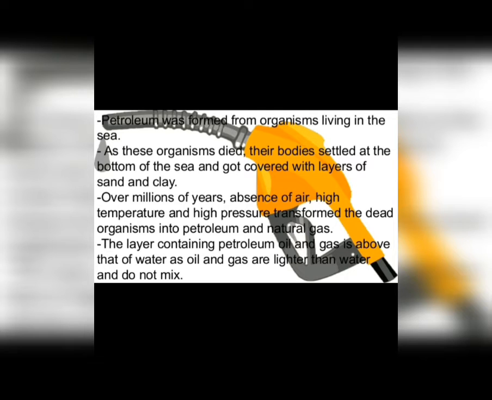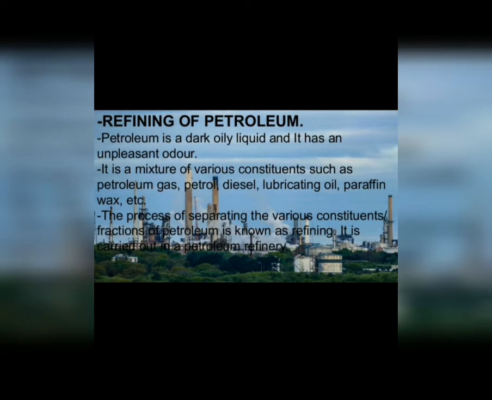And it's not very useful to us as such. So, before petroleum can be used for specific purposes, it has to be refined, it has to be purified. The process of separating crude petroleum oil into more useful fractions, into more useful substances, is called refining. So, refining is actually the separation of petroleum into different fractions.